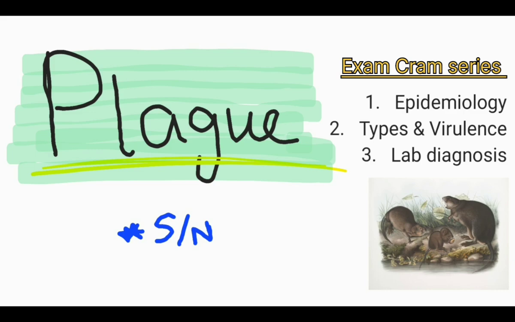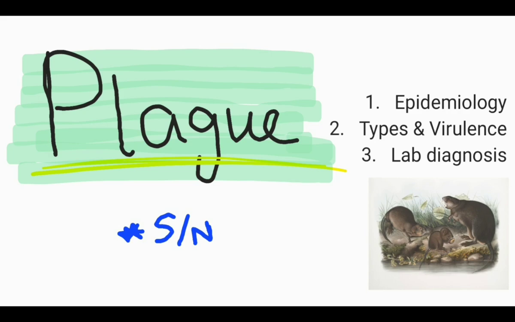In today's video, we're covering a topic that's not often asked in your exams but might still pop up, which is plague. So, today we'll be covering the epidemiology, the types, the virulence factors and the lab diagnosis. And this question may pop up as a short note on the rat flea, for example. So, once you cover these three topics, you'll be able to write about it.